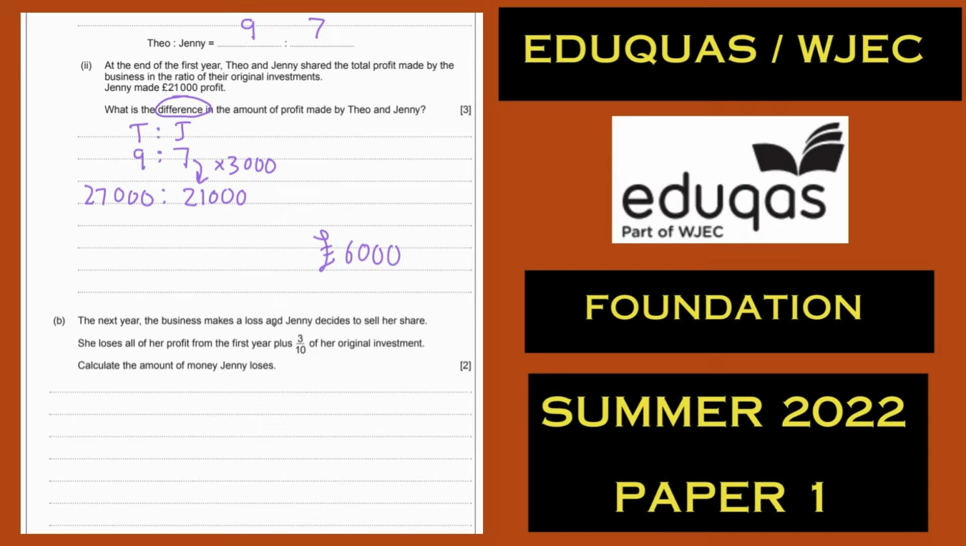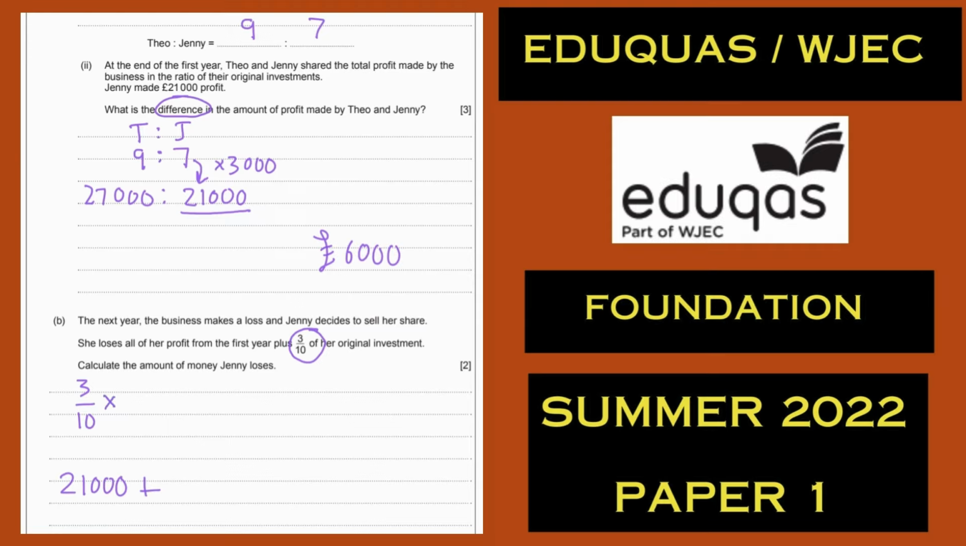The next year, the business makes a loss and Jenny sells up. She loses all of her profit from the first year. So her profit is there. So she's losing 21 grand. But there's obviously more to it. Plus 3/10 of her original investment. Her original investment is £35,000. Scroll up, it's up there somewhere.